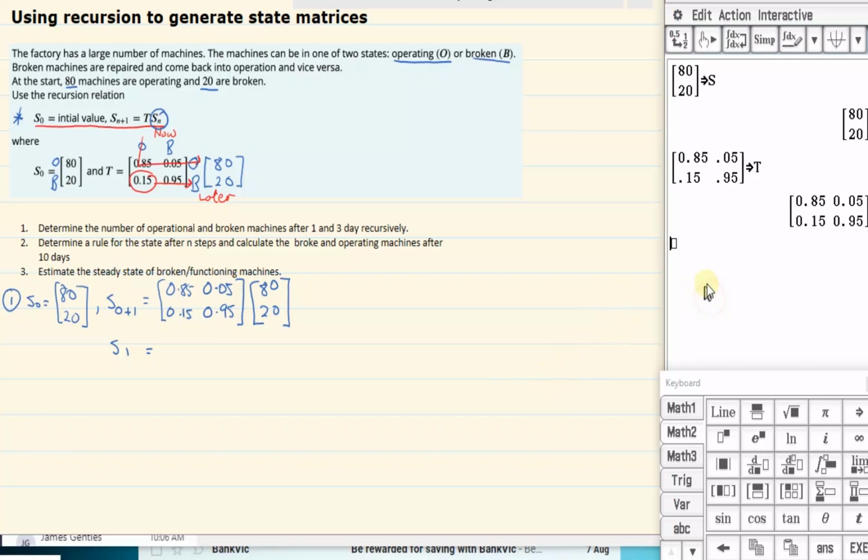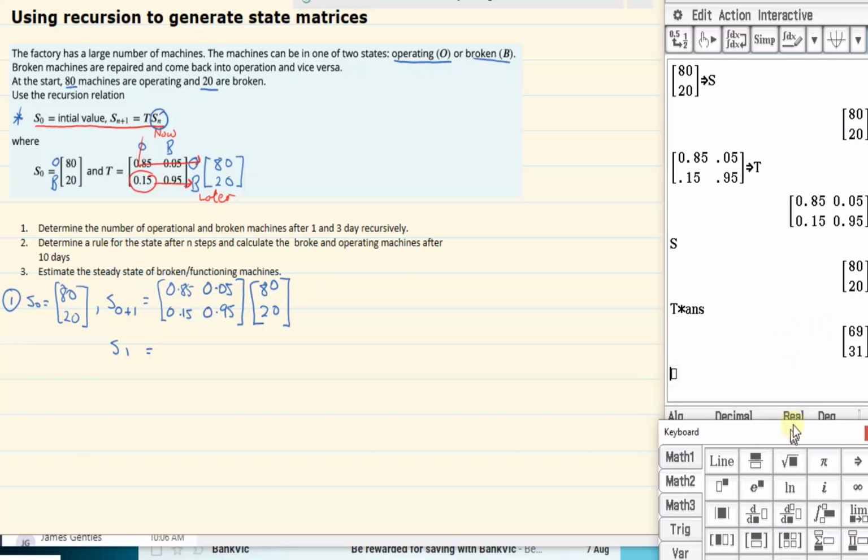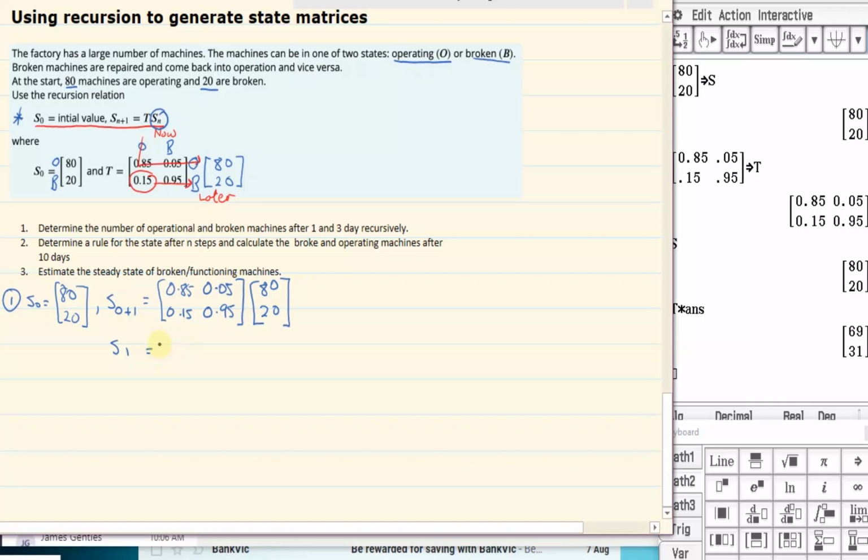Over here, I've already typed in the matrices to start with. So that I can repeat the process quickly, I'm going to put S and that. Then I'm going to hit T for our transition matrix and multiply that by my answer. That allows me to now just hit XE over and over again to get a repeated answer. So there's S1. So S1 is 69 and 31 machines.